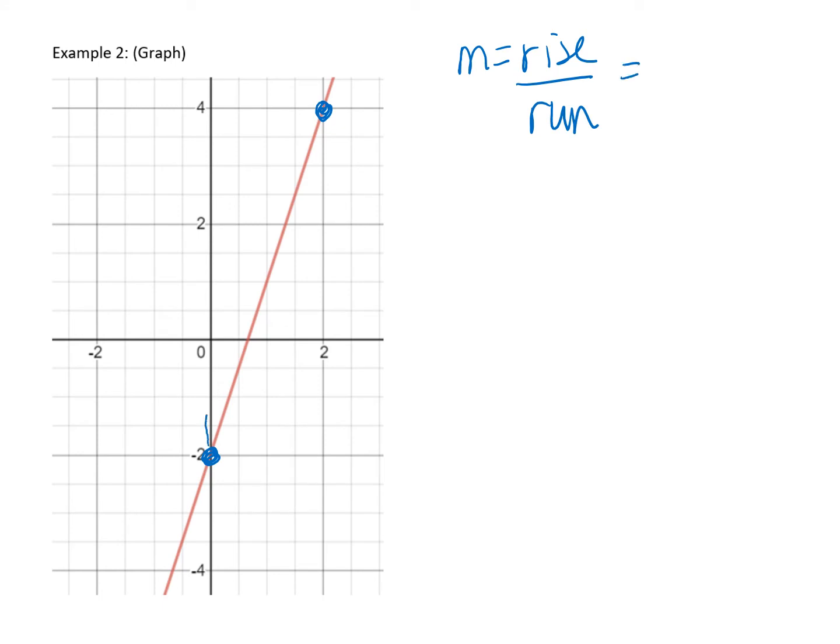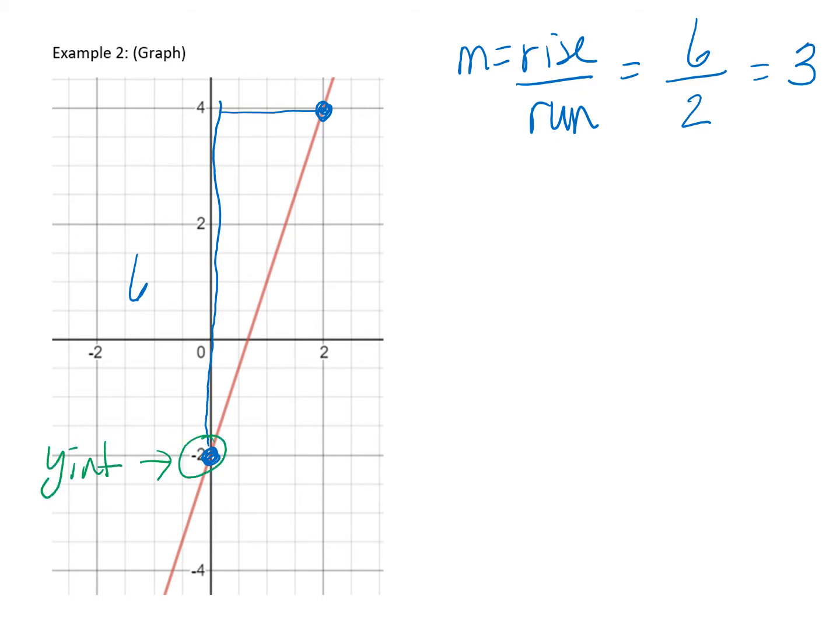And so we would rise, remember you have to be careful with your scale here. So that's 2, 4, 6. So we're rising 6 units. And we are running, again, pay attention to your scale, that's 2. So my slope is 3. Also, from this graph, we can see our y-intercept here is negative 2.